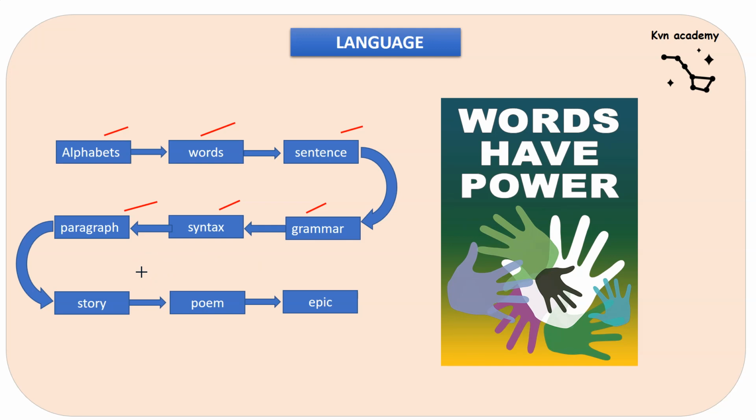Then when we know how to construct a sentence and how to write paragraphs, etc., then we can write stories, essays, long stories, even novels we can write. If anybody is having talent, he can write poems, etc. Finally, an epic can also be written with this knowledge. English has only 26 alphabets, but it is ruling the world. That is the power of the English language.